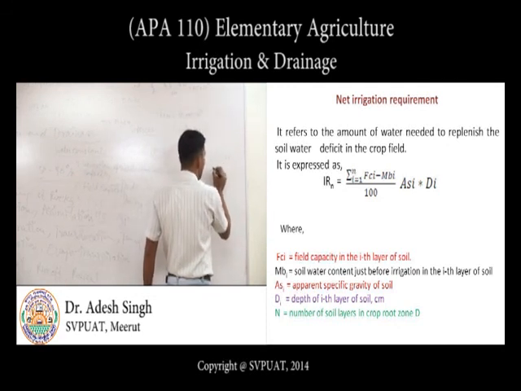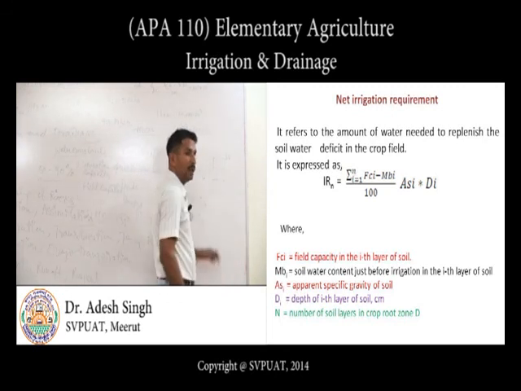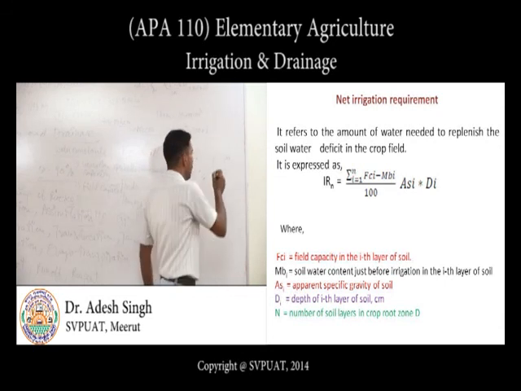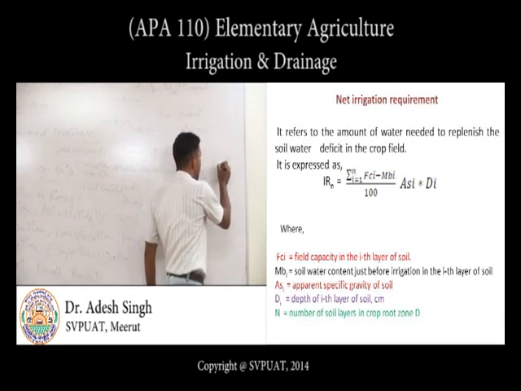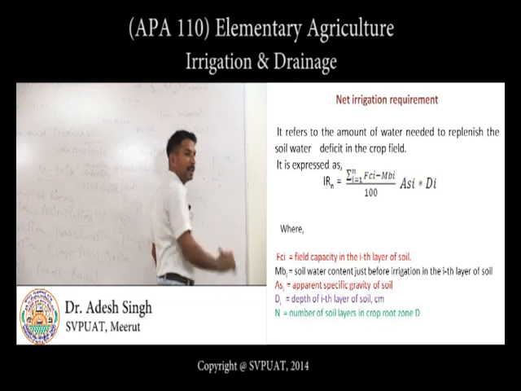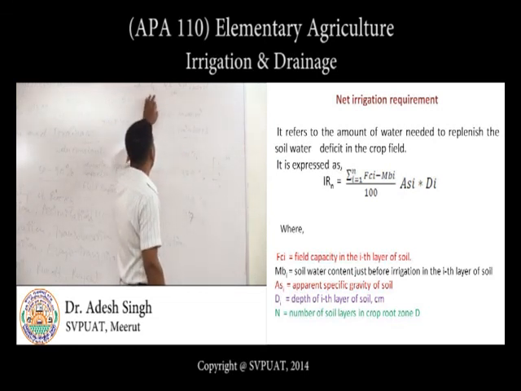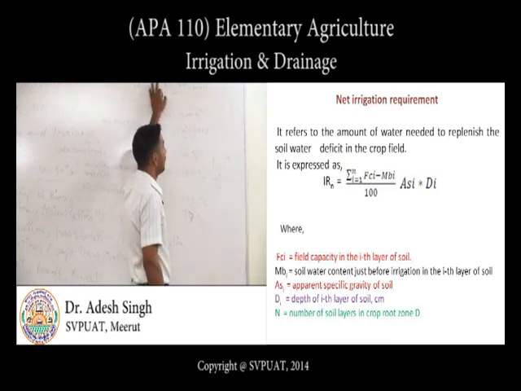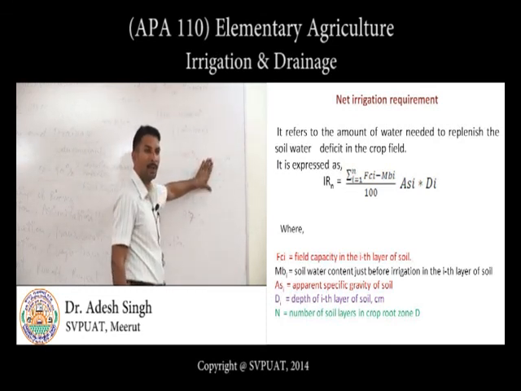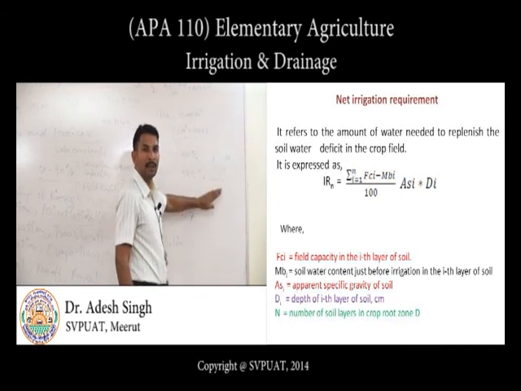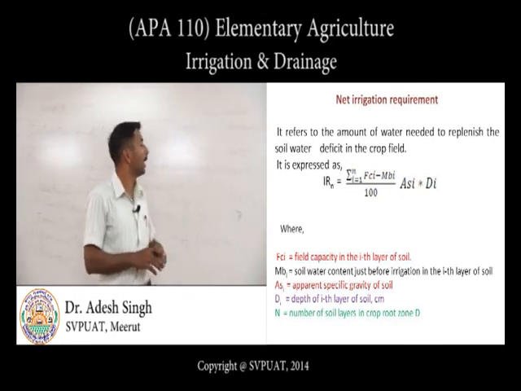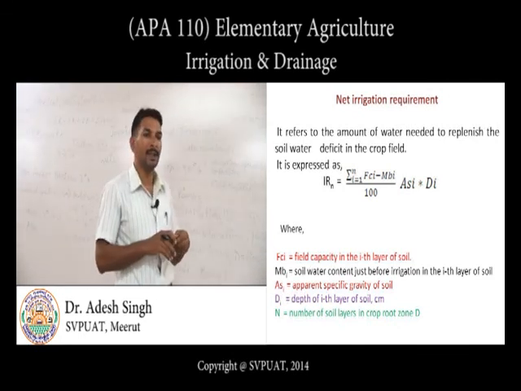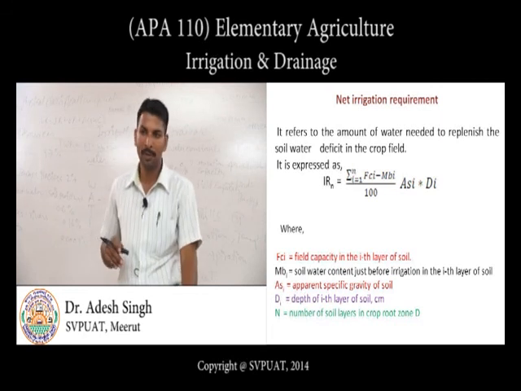If this is the soil surface, for example, and the root zone of a particular crop is divided into different subdivisions, for example this is the first layer, this is the second layer, this is the third layer. So I = 1 means this first layer, and N means the number of layers; for example, in this crop there are 3 root zones, so N is equal to 3. NIR is the net irrigation requirement in centimeters. N is the number of layers in the crop root zone.